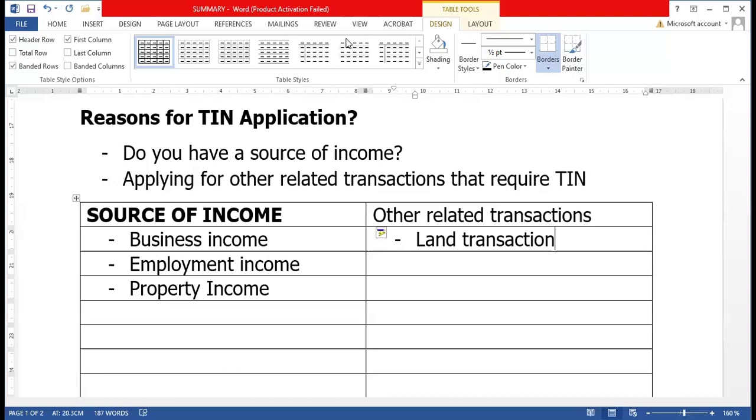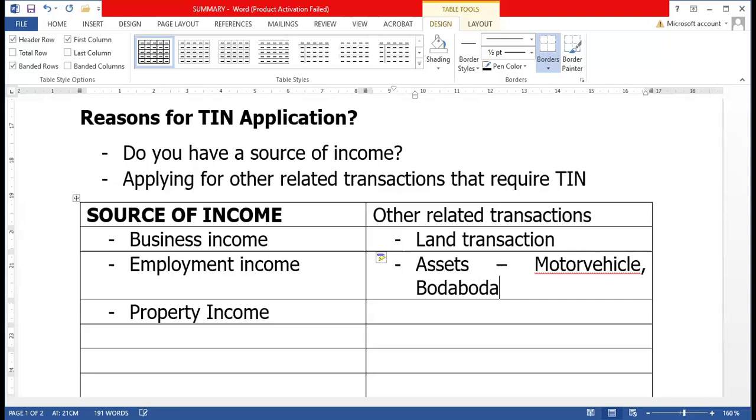It could be about other assets, like transferring other assets. It could be, let's say, a motor vehicle. It could be, let's say, a boda boda. As long as you want to transfer into your names, they will ask you for a TIN.